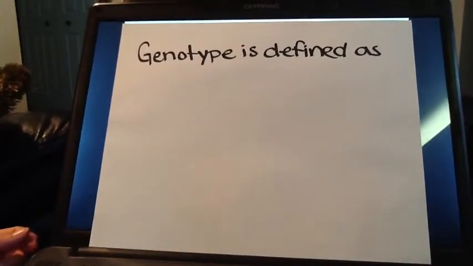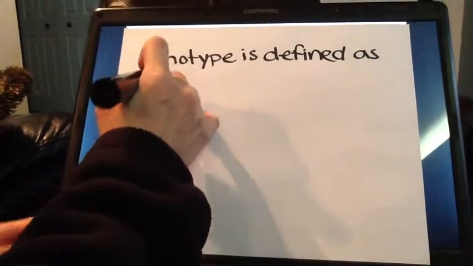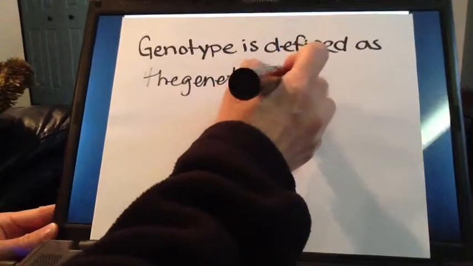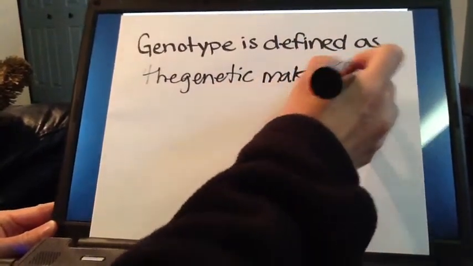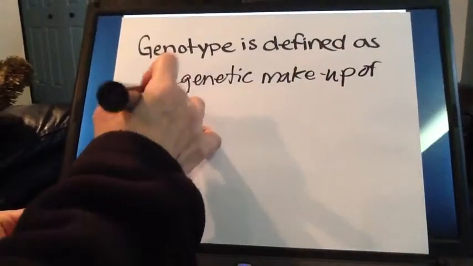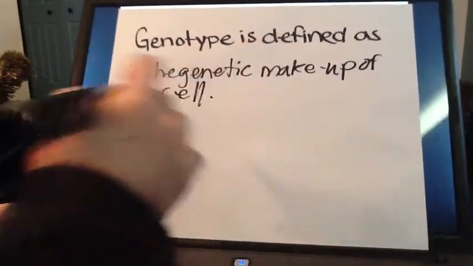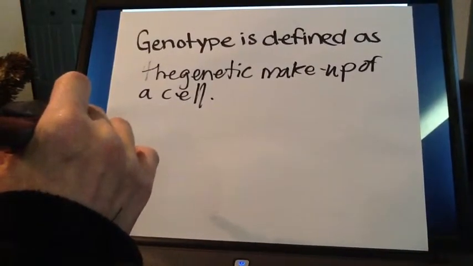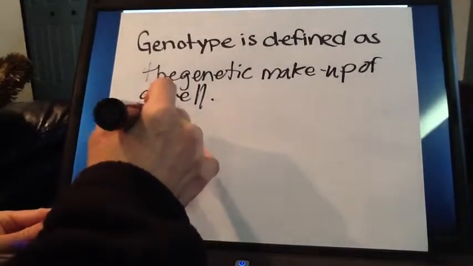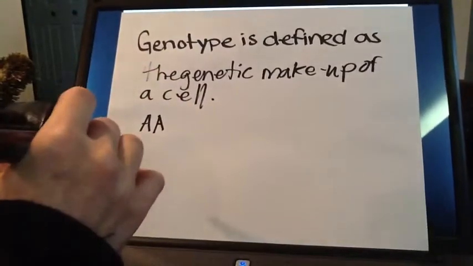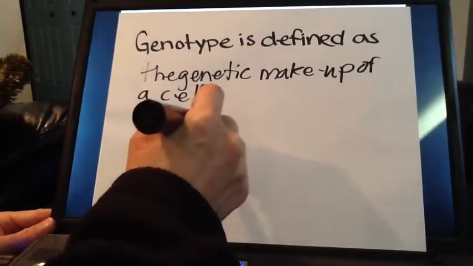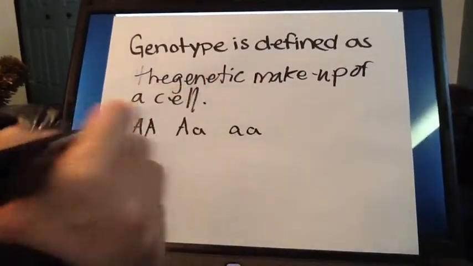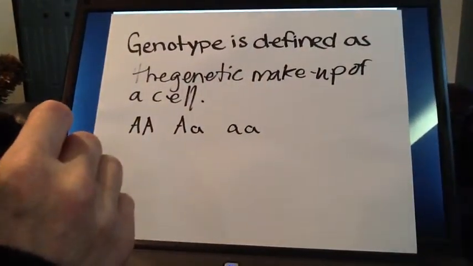Genotype is defined as the genetic makeup of a cell. This is typically represented using two letters, one for each allele. So it could be big A, or it could be little a, but always represented by letters.